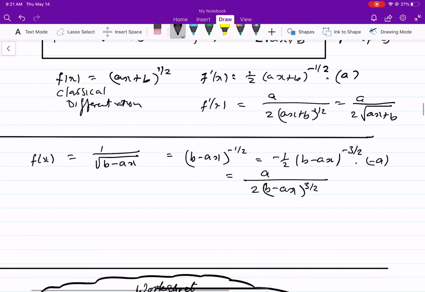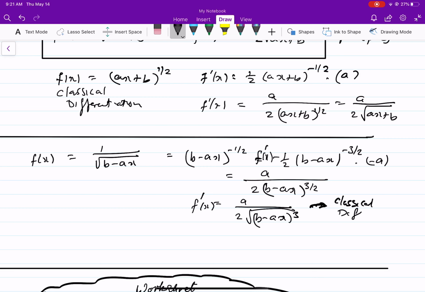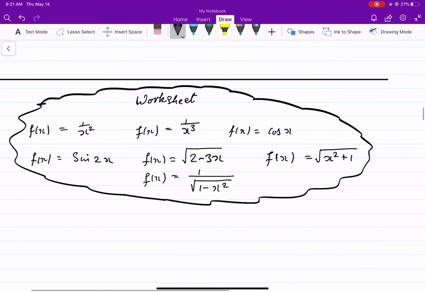which you can probably rewrite as a upon 2 times the root of b minus ax all cubed. Right, this is f prime of x. So this is classical differentiation. Let's see what first principles does for us.